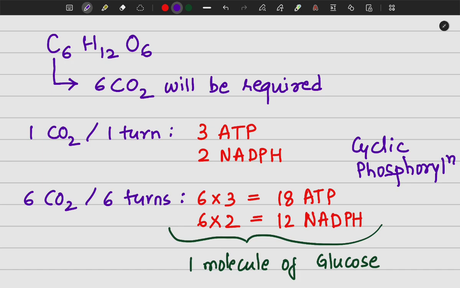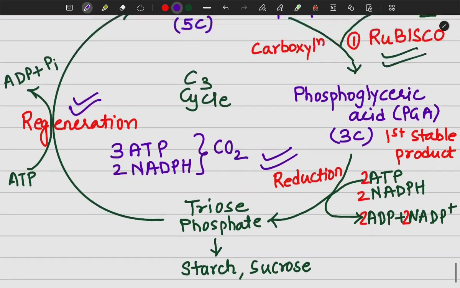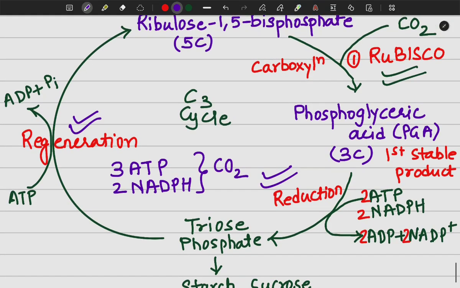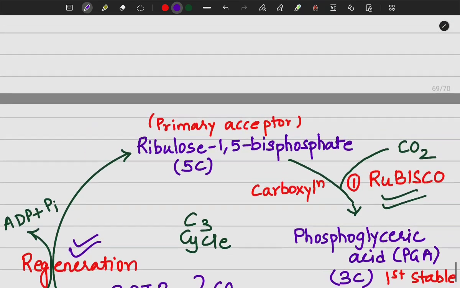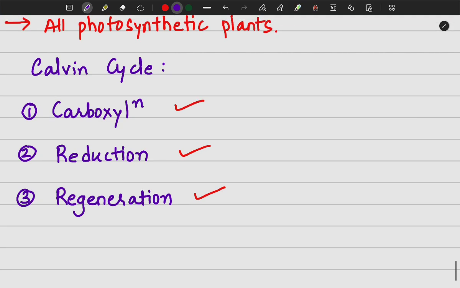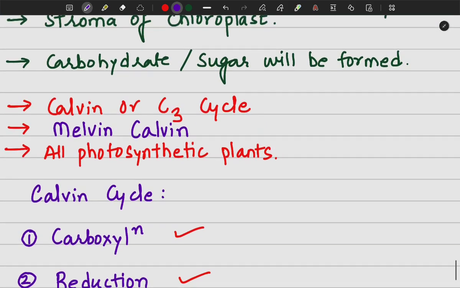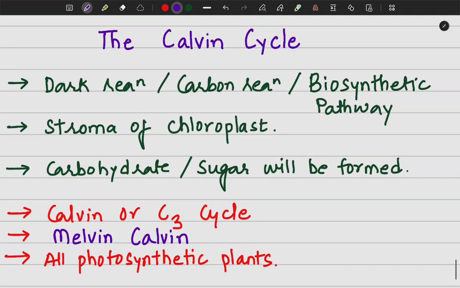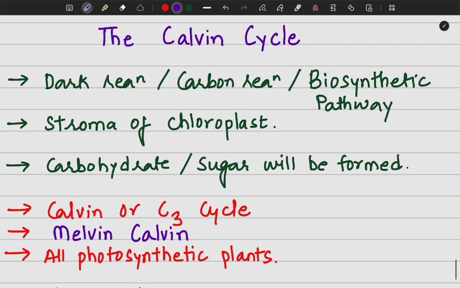Is it clear? So I hope the Calvin cycle or the C3 cycle is clear to you with the help of this diagram and the steps that we just studied. So this was all about the Calvin cycle. Thank you so much.